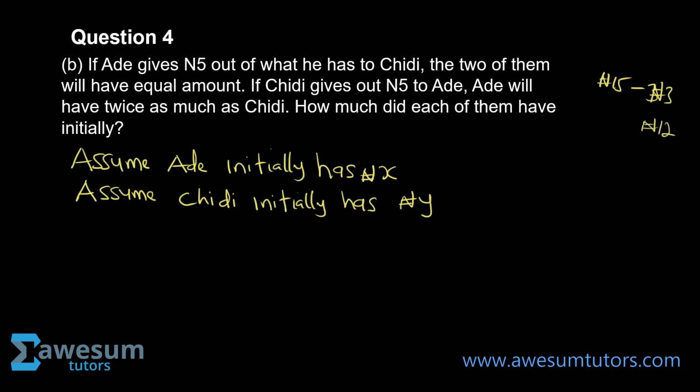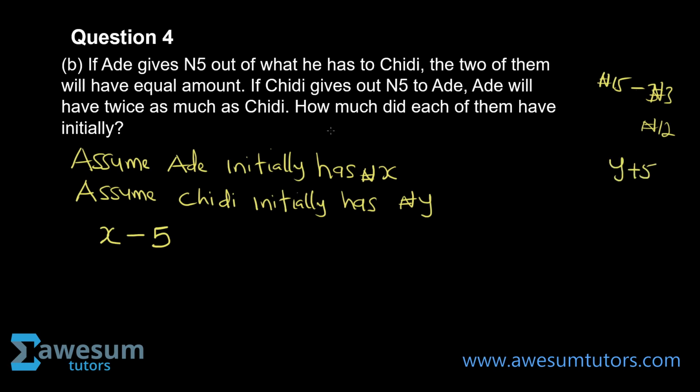So now, if Ade gives out 5 naira of what he has, before he has X, so I will say X minus, because he is giving out 5 naira, so that is going to be X minus 5. You are taking out 5 from what he has initially. If Ade gives out 5 naira to Chidi, that means Chidi, because Chidi initially was Y, now should have Y plus 5, right?